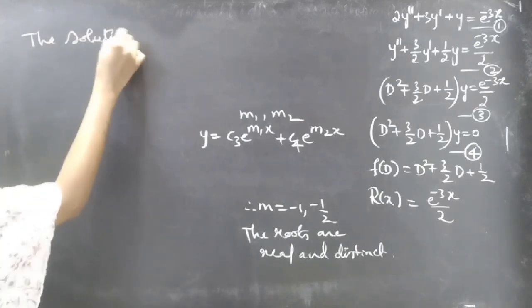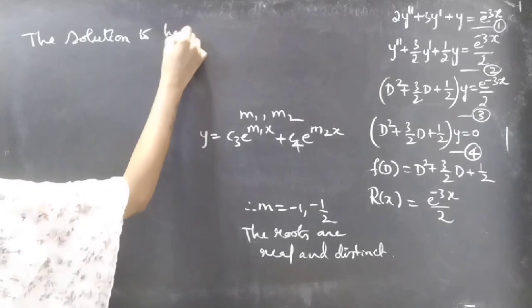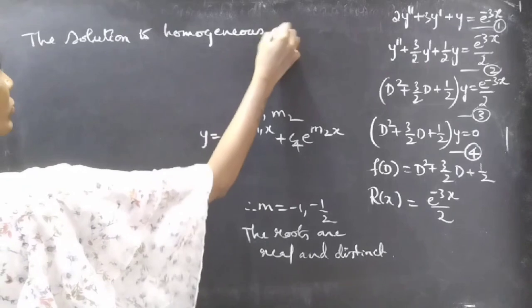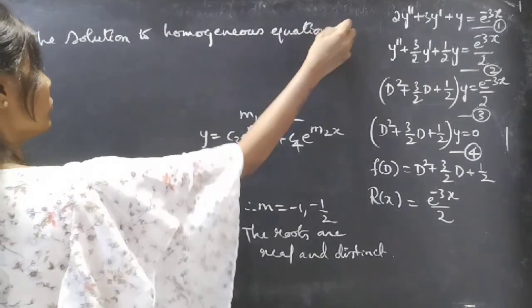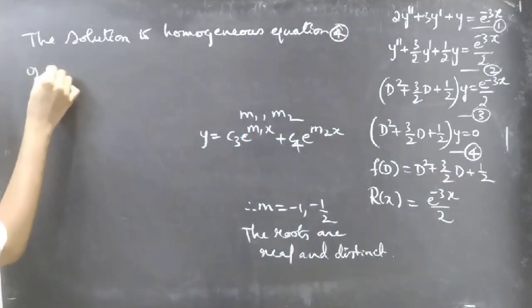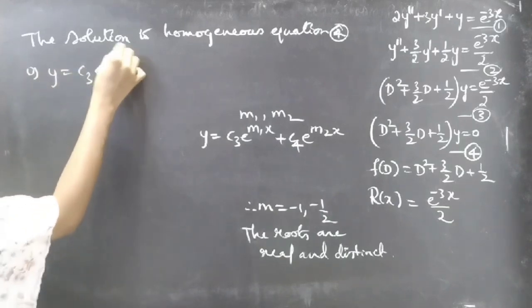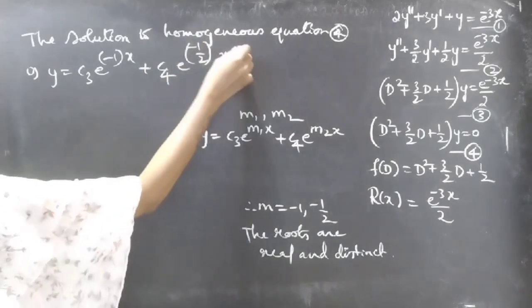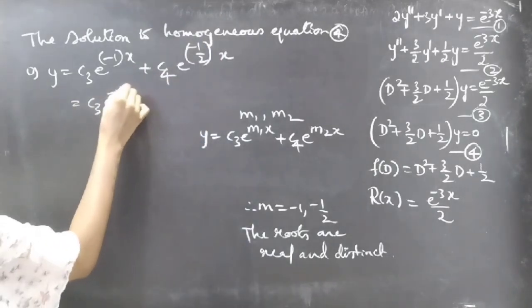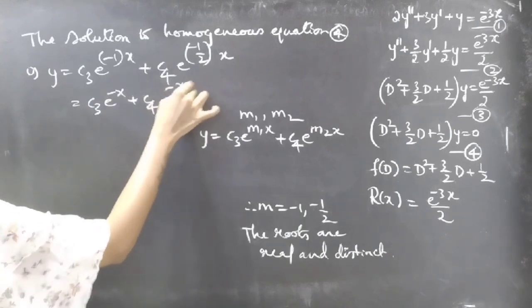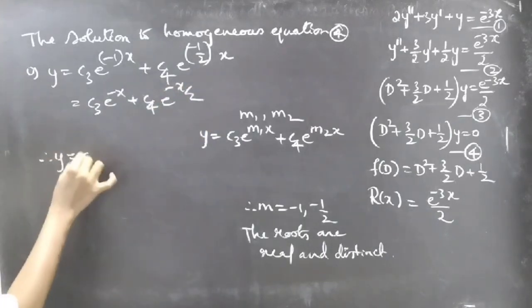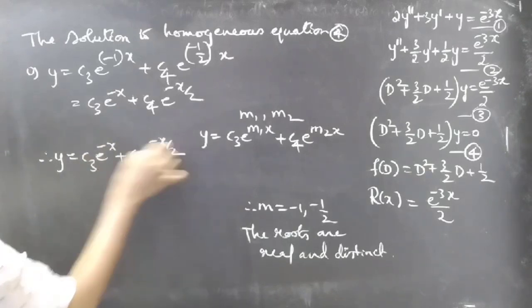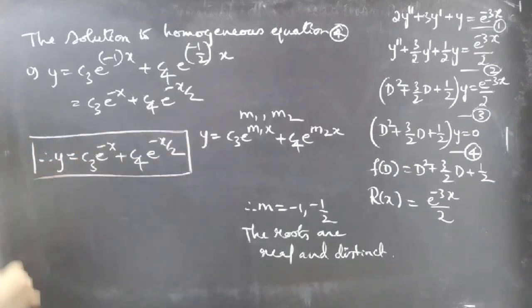Now coming to the solution to equation 4, that is a homogeneous equation. The solution to the homogeneous equation is y equal to c3 e power one root into x plus c4 e power another root into x. This gives us c3 e power minus x plus c4 e power minus x by 2. Therefore, y equal to c3 e power minus x plus c4 e power minus x by 2 is the solution to our homogeneous equation.